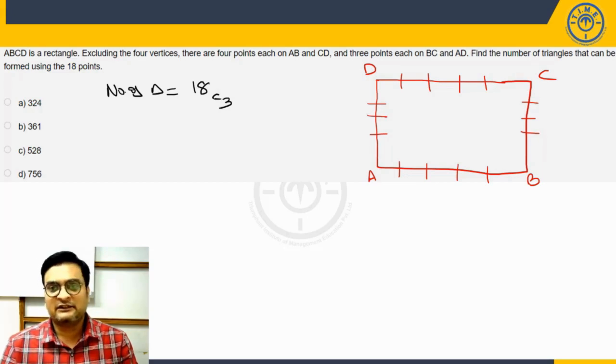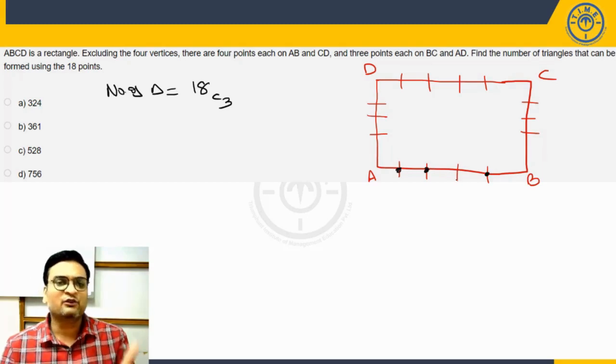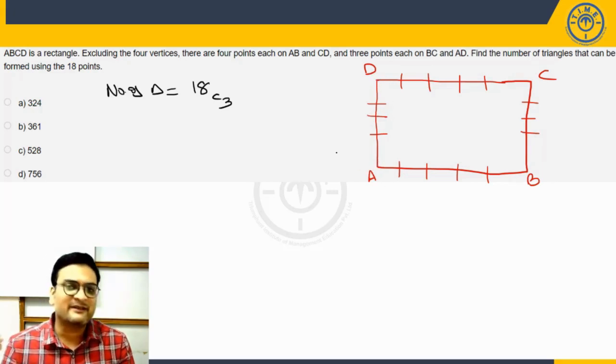Right? But then I realize that there will be so many triangles which will be formed using points which essentially lie on the same line. For example, if you form a triangle joining these 3 points, it will be no triangle. Similarly, if you form a triangle using these 3, it will be no triangle, it will be a straight line. Right? So that way there will be so many triangles that will be cancelled out.